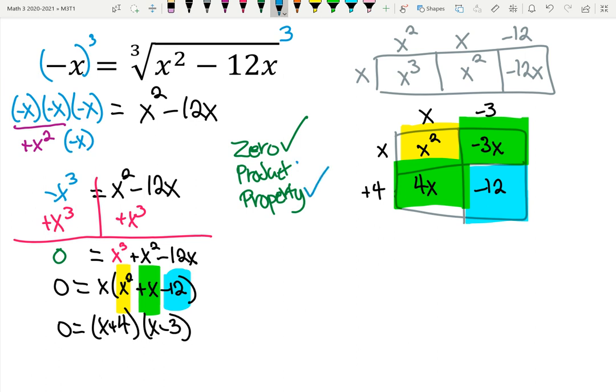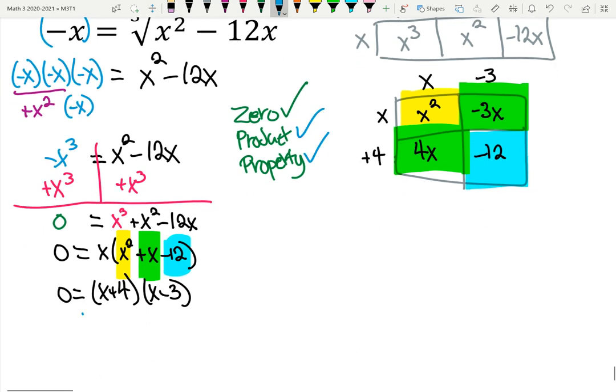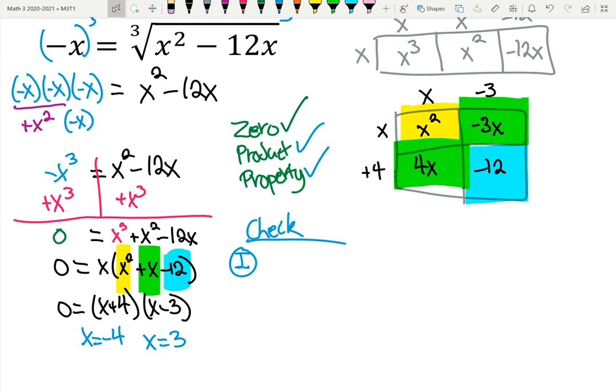Leading me to my property. Hey, x is going to be negative 4, x is going to be 3. I need to check this though, so let's plug it in. So in my original equation, I have to plug in negative 4. So it's going to be negative 4 equals the cube root of negative 4 squared minus 12 times negative 4.